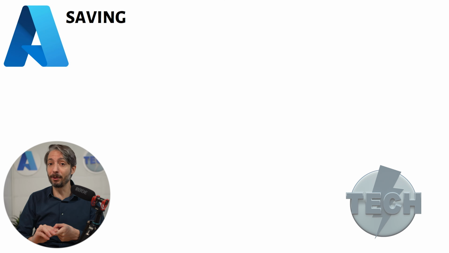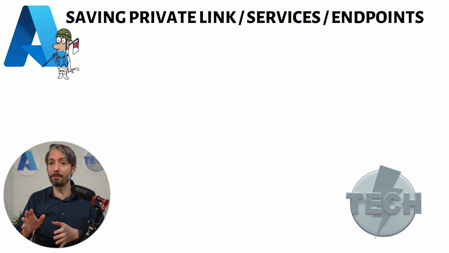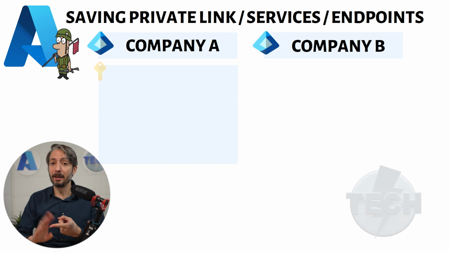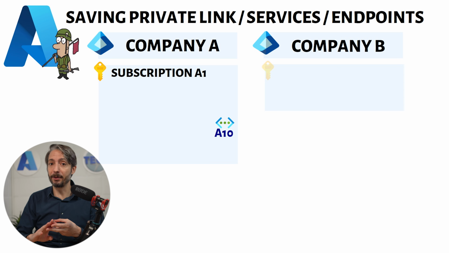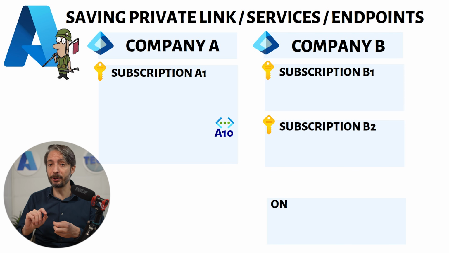Let's first get an eagle eye view and build up the use case with these technologies. We have two companies that are not related, each with their own tenant and Azure environment. Company A has one subscription called A1 with a virtual network called A10. Company B, on the other hand, has two subscriptions, B1 and B2. In addition to this, they also have an on-premise environment with a DNS and other servers.